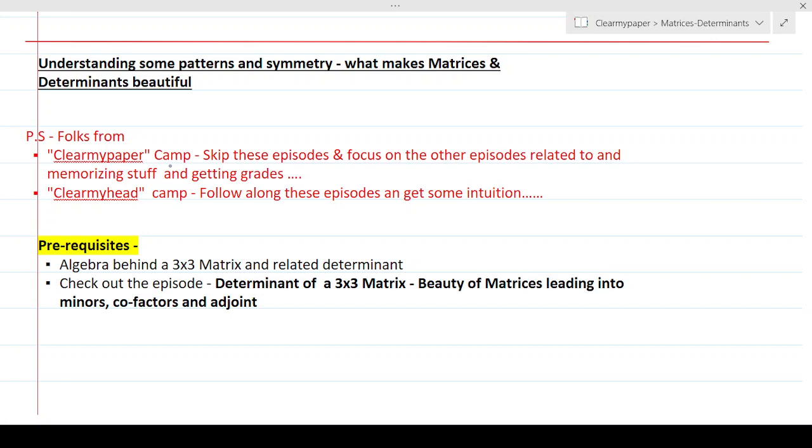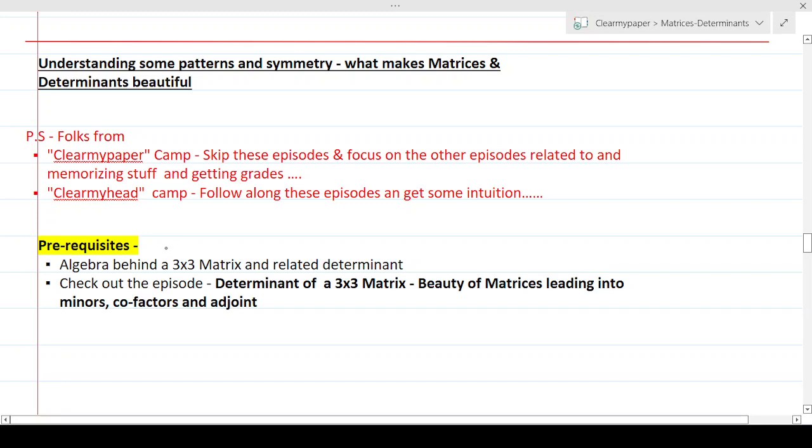And as a quick reminder, if your intention is to just clear your paper, you can skip this video and move on to the next, which is relevant just for the examination purpose. But if you want to get some intuition, clear your head, and are interested in what's going on behind the scenes, you're more than welcome to watch this episode.